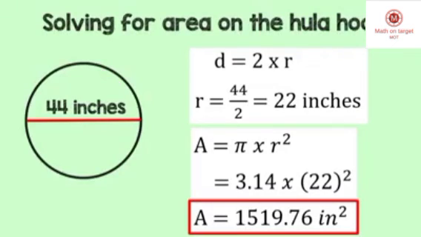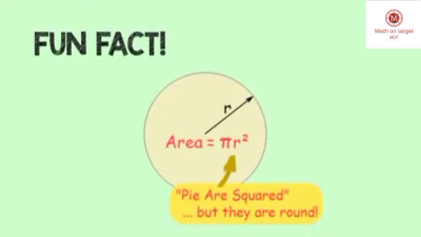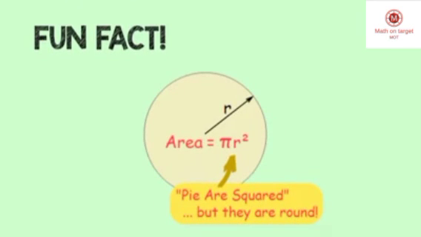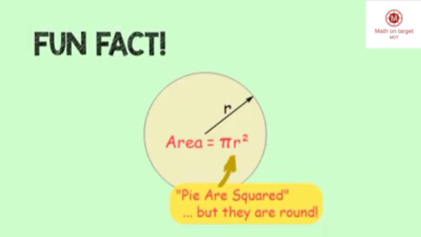Congratulations, now you already know how to calculate the circumference and area of the circle. Fun fact also, to memorize the formula of the area, just remember the saying "pi r squared," even though pies are usually round. Amazing, right?